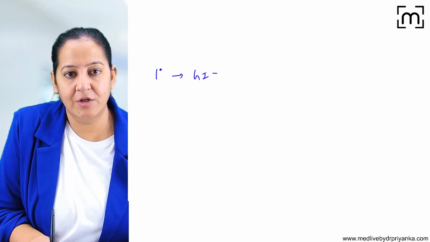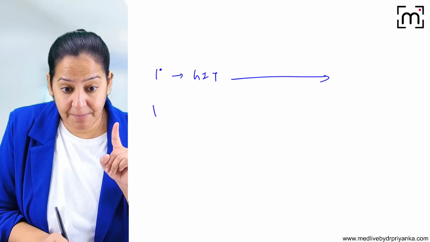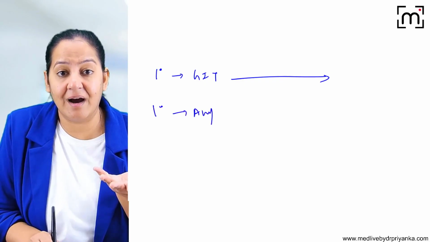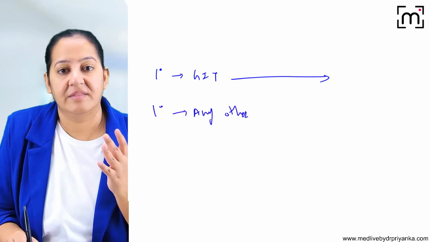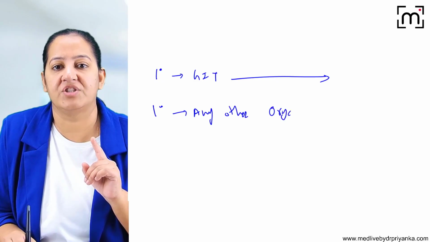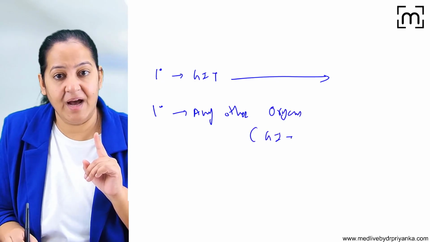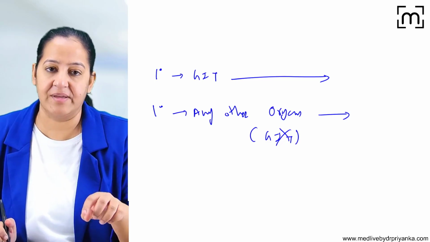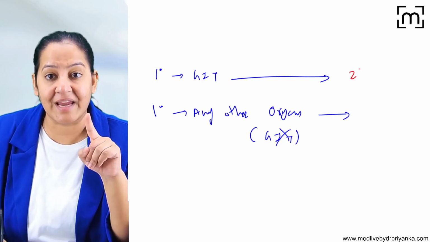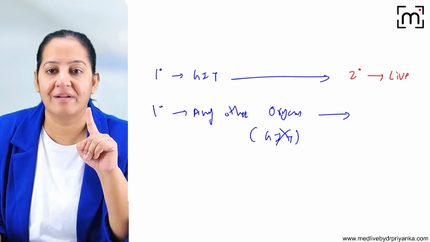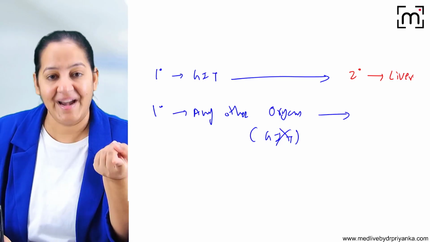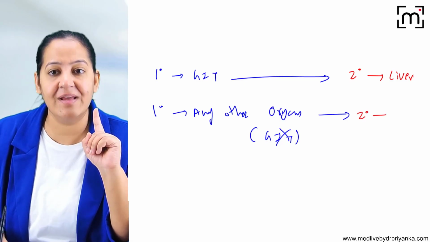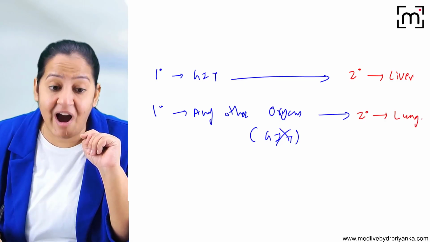So if there is a primary tumor in the GIT, you tell me where is the secondary. If there is a primary tumor in any other organ than GIT, then you tell me the most common organ in which the secondary is there. So in case of GIT, the secondaries are most common in the liver. The reason is portal circulation. And in case of any other organ, the secondary is most common in the lung. The reason is caval circulation.